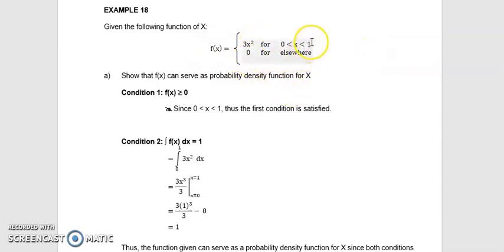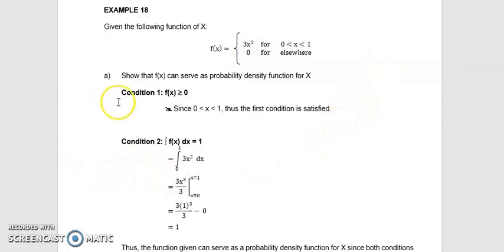Elsewhere means, look at this interval. If x is greater than or equal to 0 but less than 1, an example value within this interval is, let's say, x equals 0.7. If x equals 0.7, the probability is given by 3x squared. However, if x equals 3, 3 is not in this interval, right? So the probability equals 0.